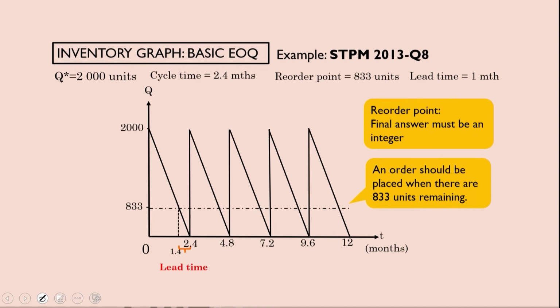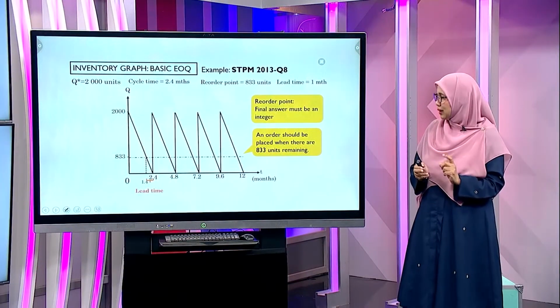Ya, dia akan naik balik, dia akan naik balik. And then understand what does reorder means. So we interpret that an order should be placed when there are 833 units remaining. This is how you interpret sebab dia tanya. So reorder point, please make sure the final answer must be in integer.